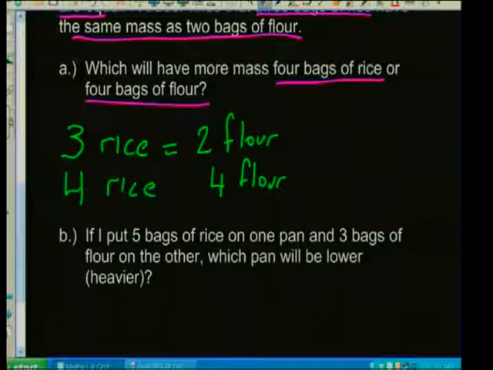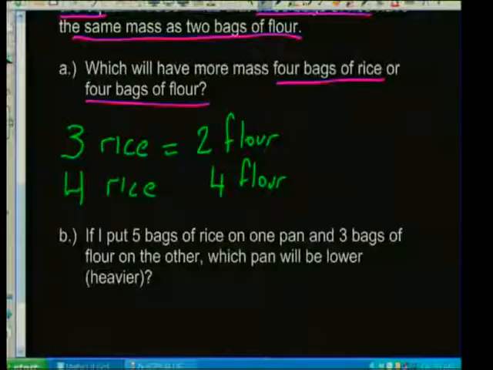So my question to you is, what have I done here? The flour, you can see I've doubled. From 2 to 4 bags, I've doubled. The rice, from 3 to 4 bags, I've only added 1 more bag. It's less than double. So which is going to be heavier? Well, clearly, my flour is going to be heavier. So what will happen? My flour will actually be lower down.